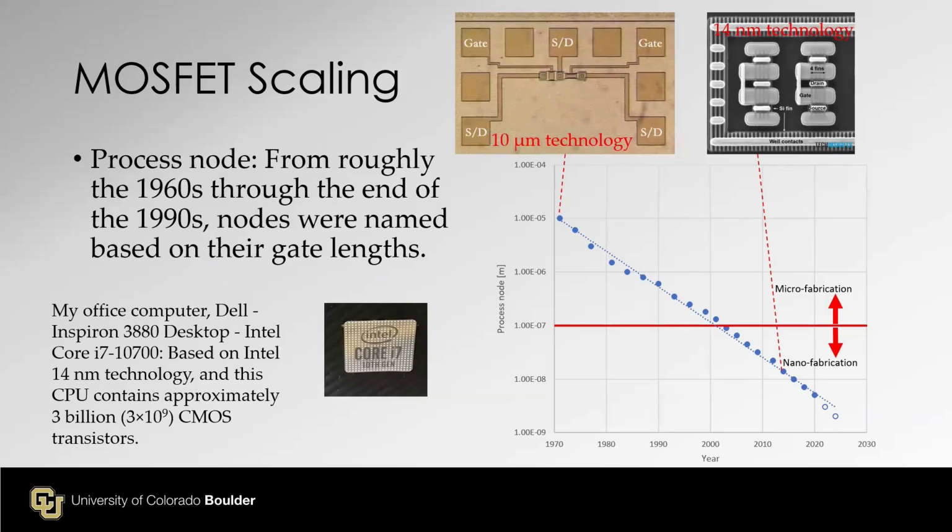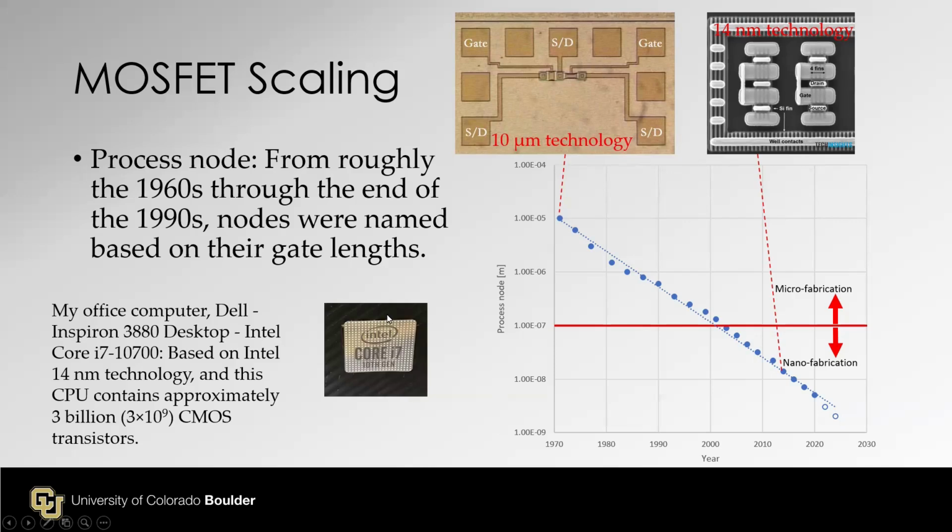MOSFET scaling: metal oxide semiconductor field effect transistors, which we have so many of in our computers, cell phones, and everywhere. The integrated circuits are based on field effect transistors. It started in the 1960s, and at the beginning, we had a 10 micrometer technology here.